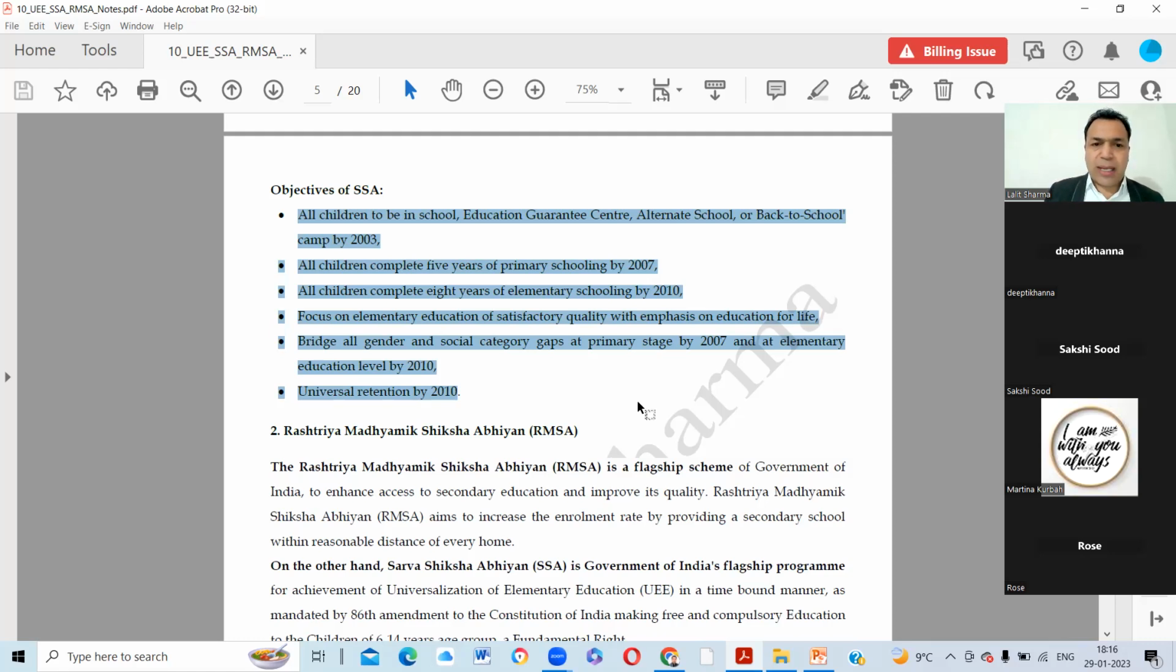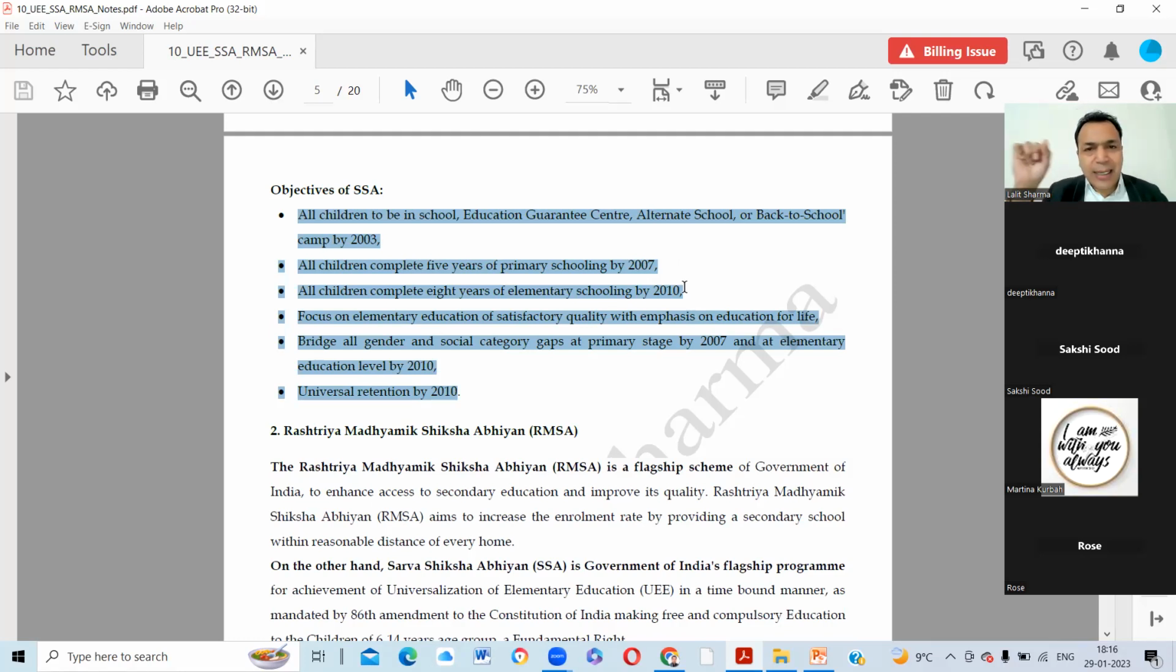Next, focus on elementary education of satisfactory quality with emphasis on education for life. Bridge all gender and social category gaps at the primary stage by 2007, and at the elementary education level by 2010, with universal retention by 2010. Okay. In a simple manner, I explain to you.